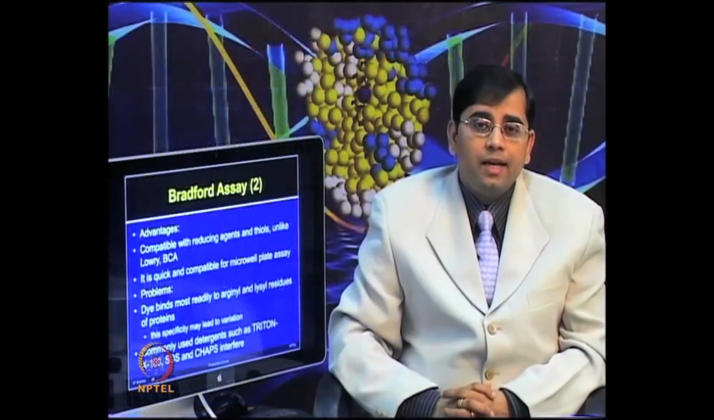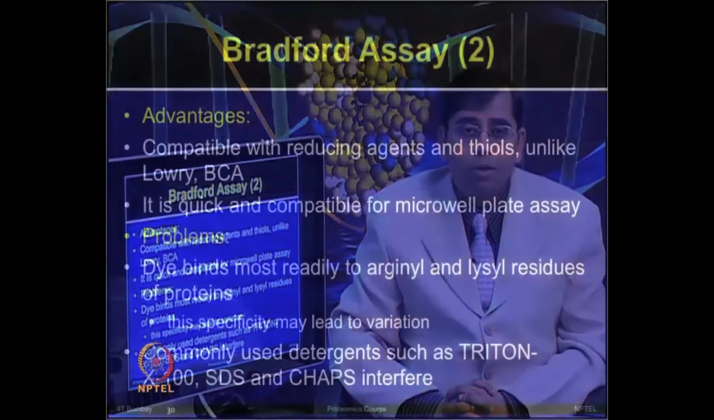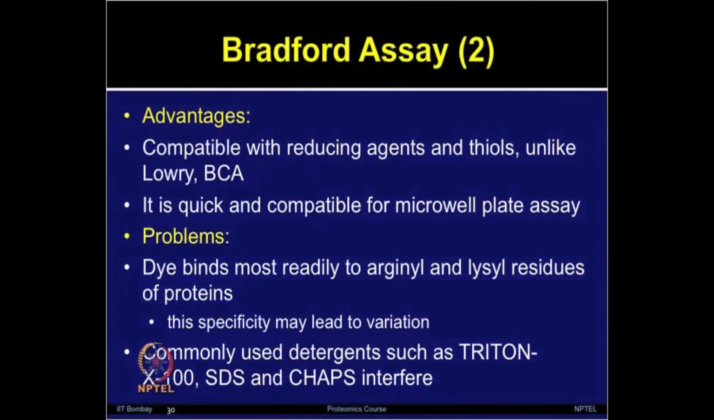The Bradford assay has various advantages as compared to the Lowry or BCA method, because it is compatible with reducing agents and thiols, which was not the case when we talked earlier about the Lowry method and BCA method. This method is also very quick and it is compatible with microwell plate assays, which can be performed in the 96 well format.